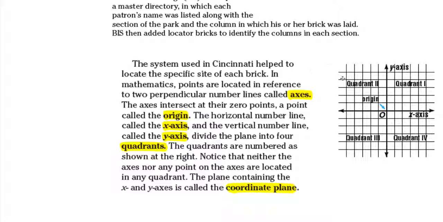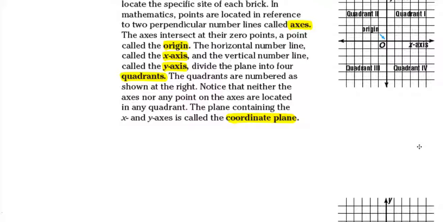So a little bit of a review. This is what we call your coordinate plane. This is your y-axis, which is your vertical axis, and your horizontal axis is your x-axis. In the middle is your origin right here, and this is quadrant 1, quadrant 2, quadrant 3, and quadrant 4.